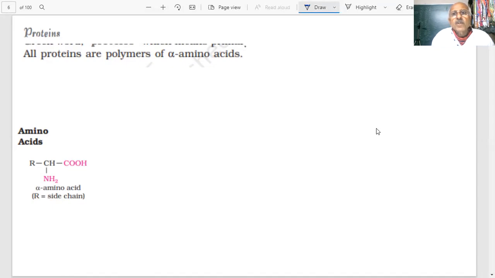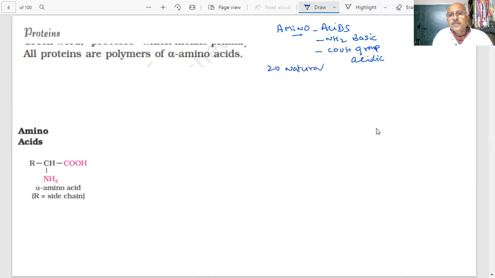So we have told you students that amino acids will contain NH2 groups. They are basic, and they have COOH groups which are acidic. There can be more than one. And the 20 natural amino acids have been given in the book table, students, and they were found to be L configuration. This is an important point.